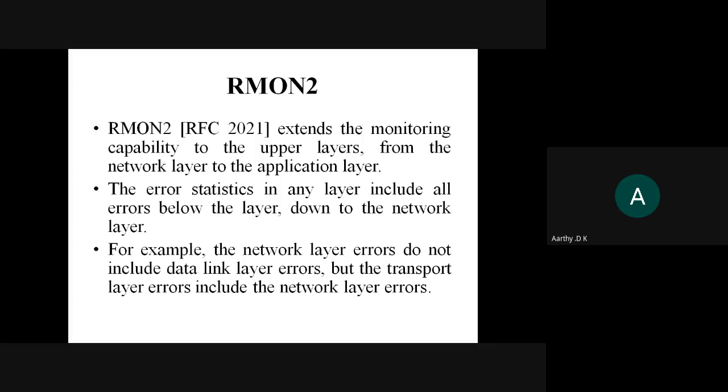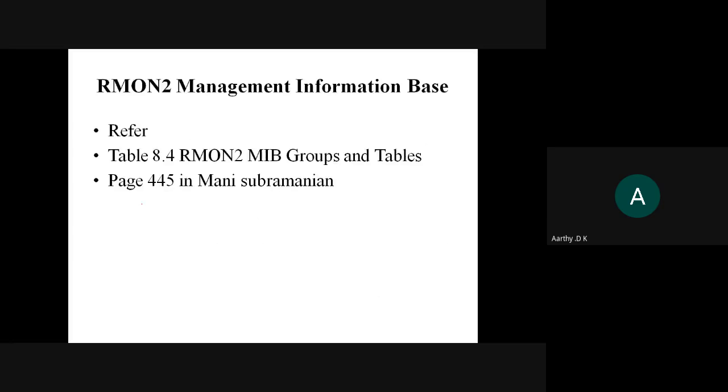So the example given here is that the network layer errors do not include the data link layer errors. But the transport layer errors can include the network layer because it is the higher version. Whenever you have a higher version, it can cope with the lower version also, but your lower levels cannot cope with the higher level. So that is what is mentioned here.